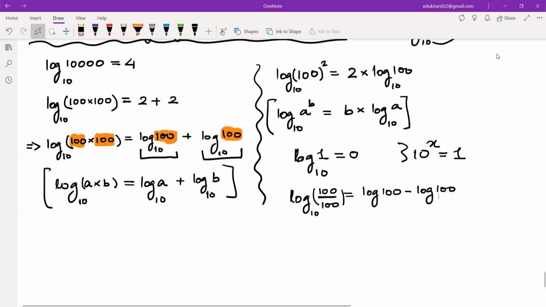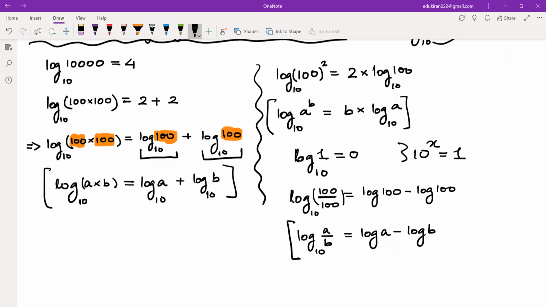Yes, sir. Then I have got the quotient rule, which says that log of a by b to the base 10 will be equal to log a minus log b. Any problem, Hiba? No problem, na? So we have got 3 rules that we are going to remember.